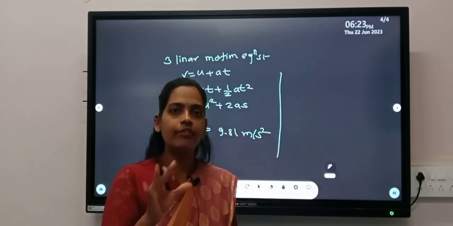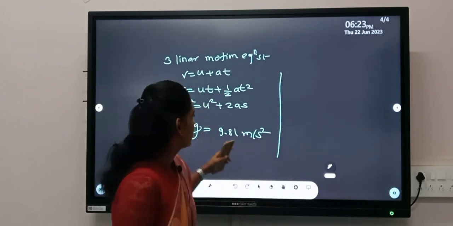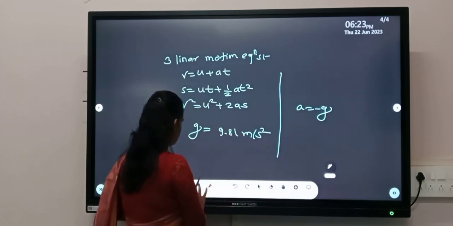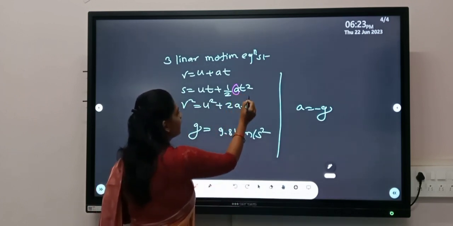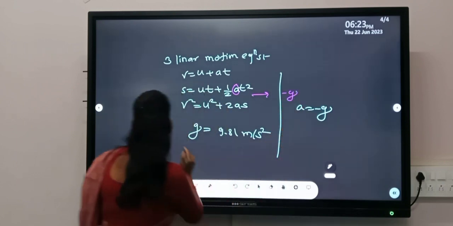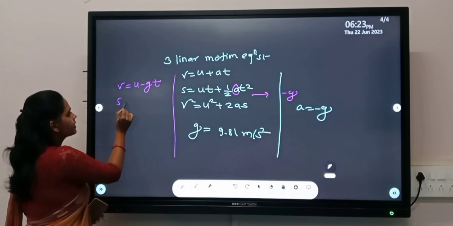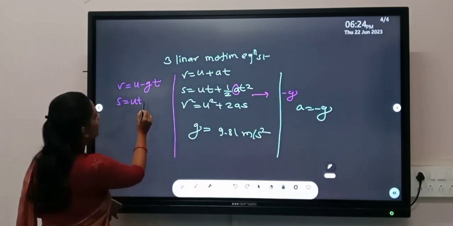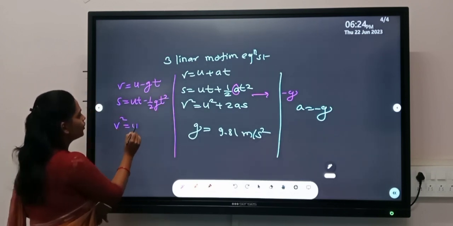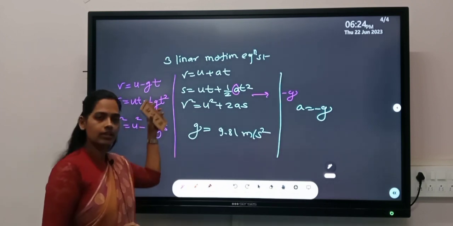And suppose I throw any object into the air, then it will be opposite to the acceleration due to gravity. That's why in that case a becomes minus g. Okay, and this particular a will be replaced by minus g. Okay, we'll have those equations. In this case, V is equal to u minus gt, S is equal to ut minus half gt square, and V square is equal to u square minus 2 times g into S, in case we are throwing the object into the space.